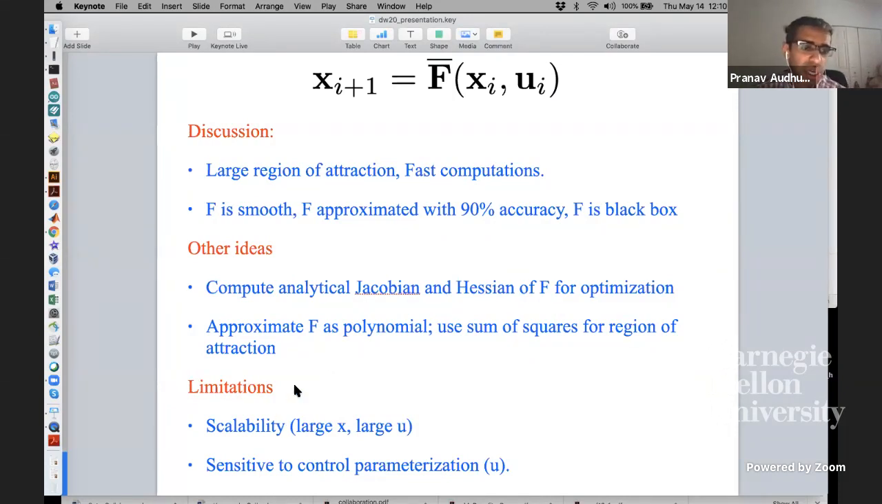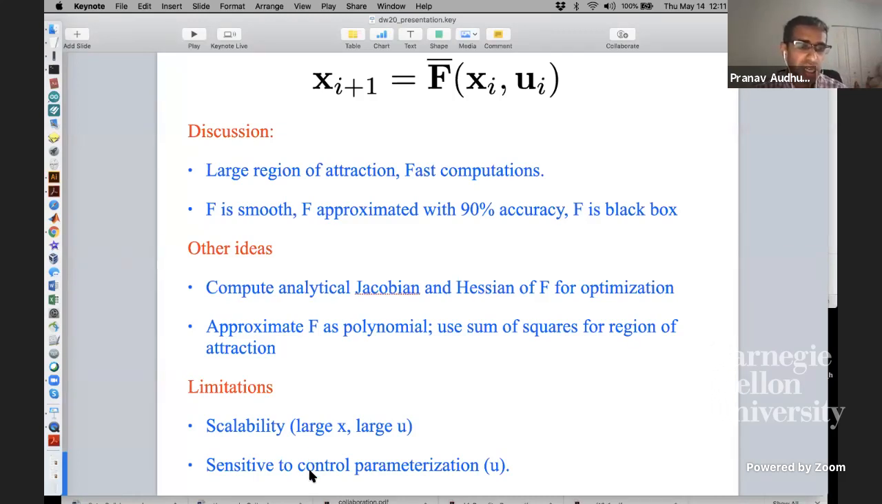Two limitations which come to mind: Is this scalable? I think for large X, large U, there's a large number of parameters, so this may not be scalable. But one good thing about legged robots is that the falling dynamics are essentially low dimensional, usually 3 or 4 dimensional. So it might as well scale for legged systems, but maybe not for other systems.